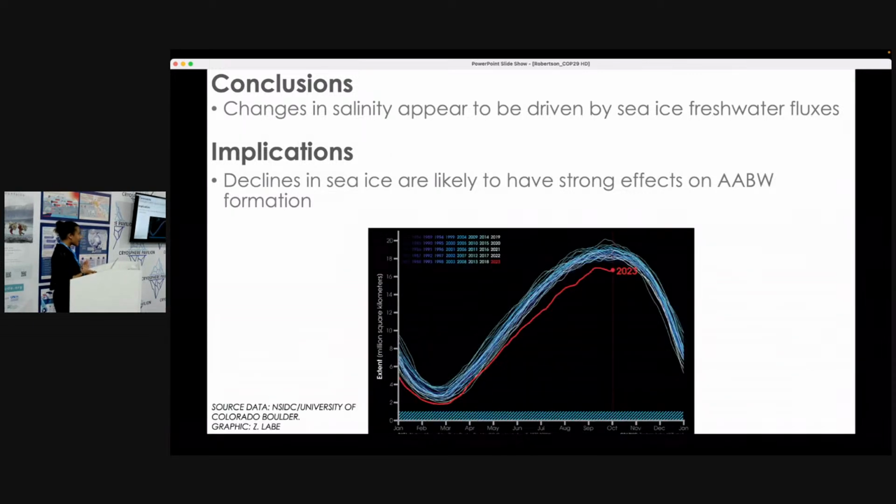I just wanted to end again by showing this figure where we see progressively throughout the years declines in Antarctic sea ice maximum. And if this trend continues, what we can expect is also potentially decreasing export in Antarctic bottom water and potentially pretty dangerous effects of how this affects global ocean circulation.